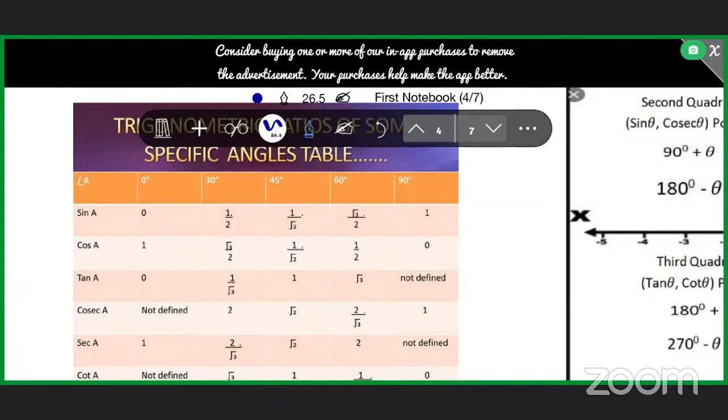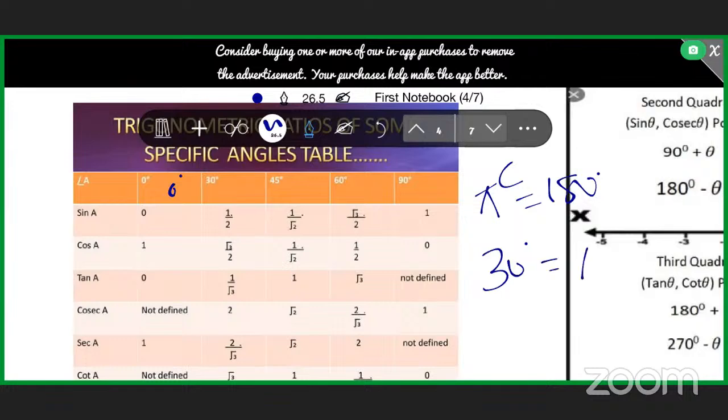So 0 degree is 0 degree, no issues. But with regard to 30 degree, how do we convert 30 degree into radians? Do you remember the formula? We know that pi radians is equal to 180 degree, the relationship. So I got 30 degree. How do I convert into radians?